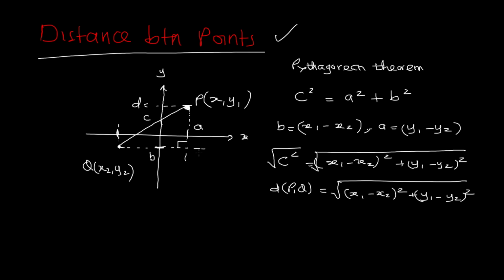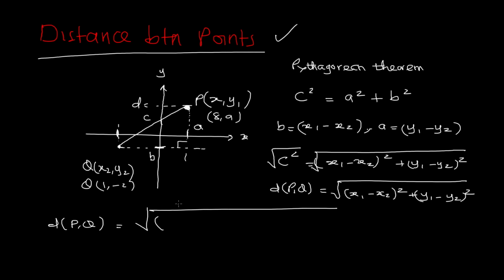So let's do one example. For example, if P was 1, let's say if Q was 1, -2, like that, and this one is 8,9, what would be the distance? So the distance here will be, we can say distance PQ is equal to, now we're replacing our equation.